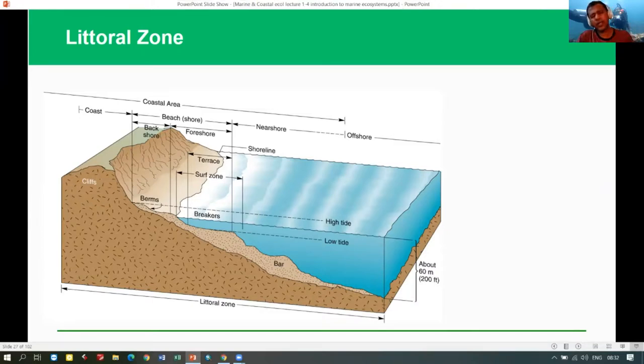But these are not very scientific classifications, just a way to identify different areas in the marine environment. We use the terms foreshore, shore, and back shore, right? And the other terms, as I mentioned, are the near shore and the offshore, and the other area is the beach or the shore. The shore and the foreshore together we call the actual beach, and everything together, back shore, foreshore, and shore, we call the beach, right?